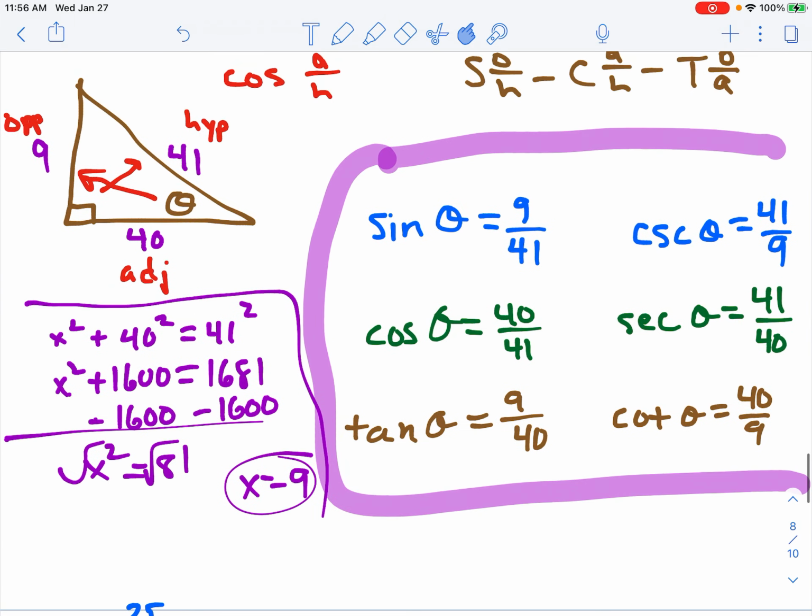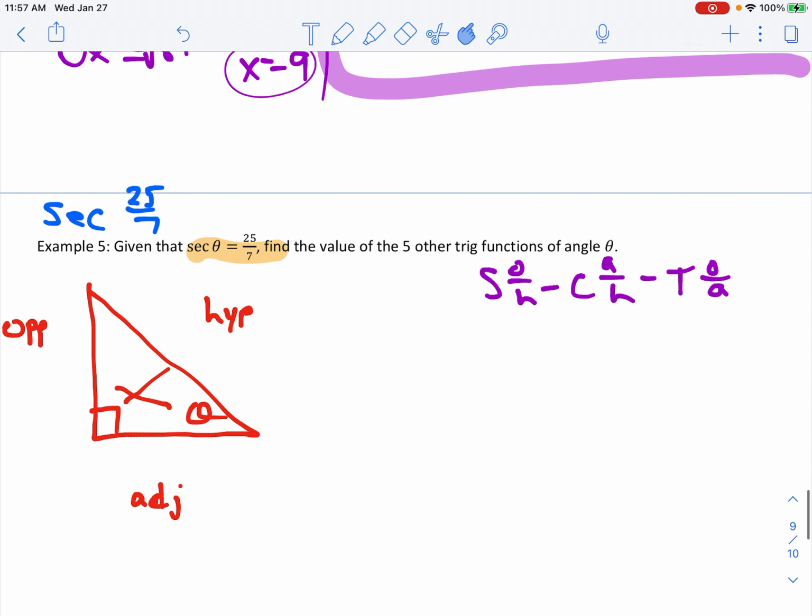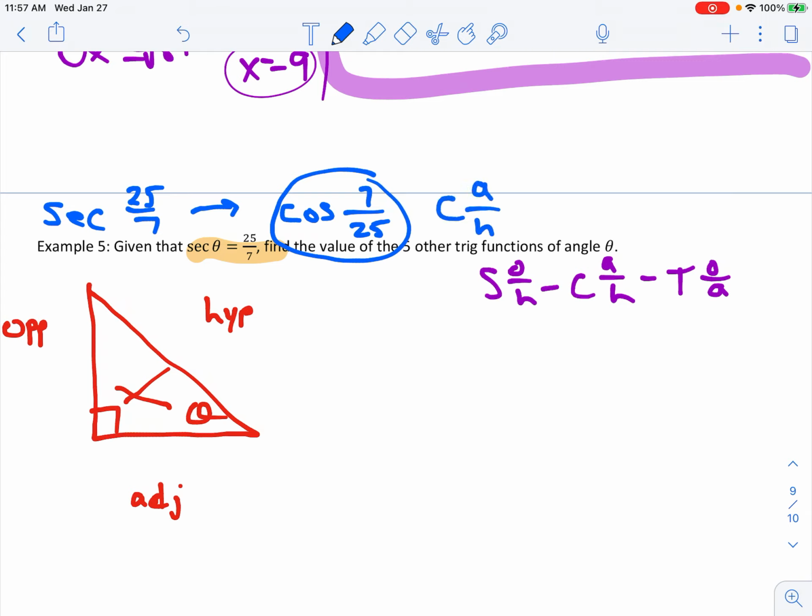Well, if you think back to the last couple of examples, secant was technically the opposite of cos. All right, so if I wanted to, I can convert this to cos by saying cos is 7 over 25, the reciprocal. I'm going to use this cos to label my picture because I know that cos is A over H. Well, if it's A over H, we know that A should be 7, the adjacent, and H should be 25.